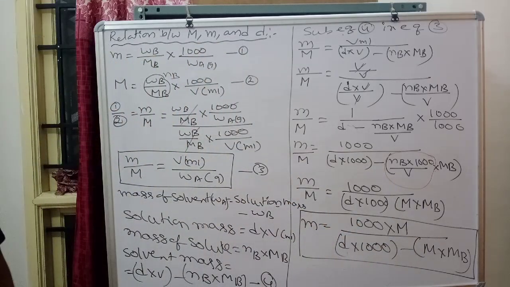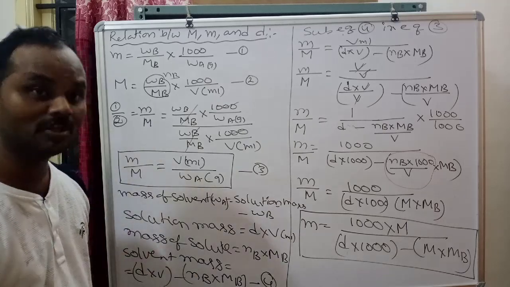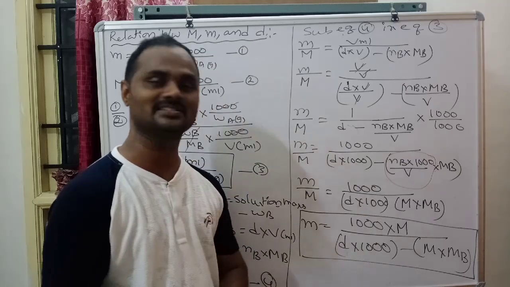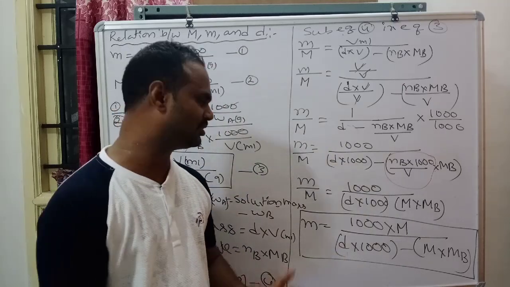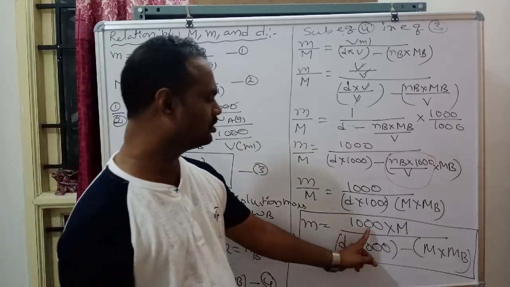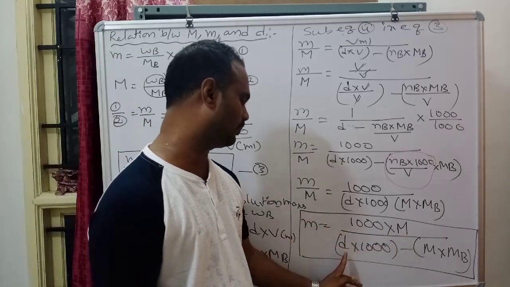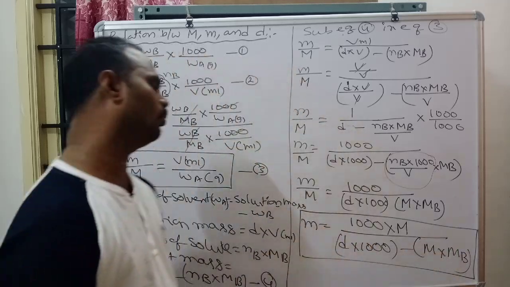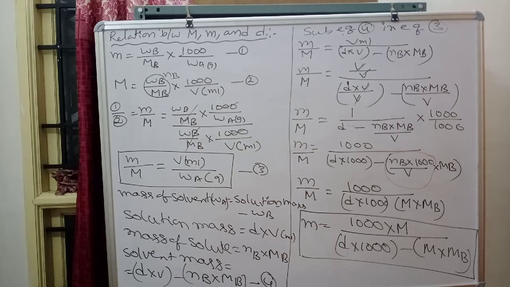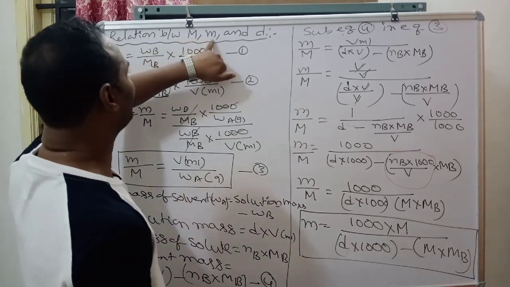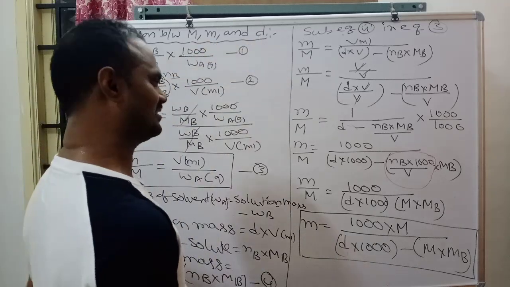Very important relation. Actually, in the PU examination, they won't ask this derivation. We have to remember this formula for entrance examination purposes. No need to derive it in the PU examination. Molality equals 1000 into molarity, all by density into 1000 minus molarity into molar mass of solute. Is it clear? This is the relation between molarity and density.